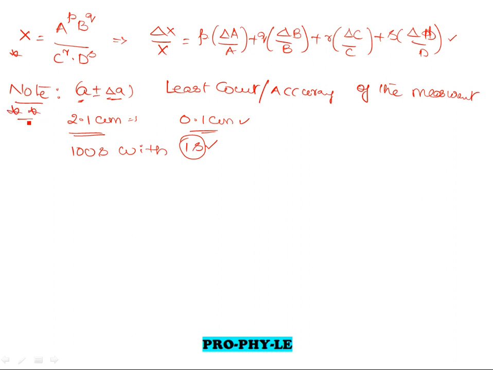In the majority of questions, the absolute error will not be mentioned, so you have to identify the corresponding least count in the measurement, or the accuracy in that particular measurement, which gives the absolute error. And the next note point will be like this.